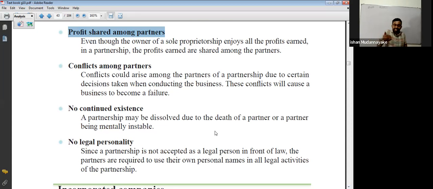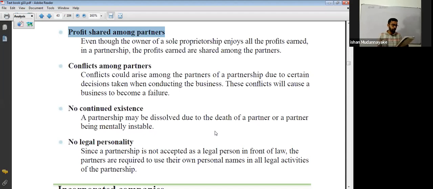If something happened to one of the partners, the existing partnership agreement needs to be removed, and then they need to create a new agreement. So there is no continued existence. As per the note, a partnership may be dissolved due to the death of a partner or a partner being mentally unstable.